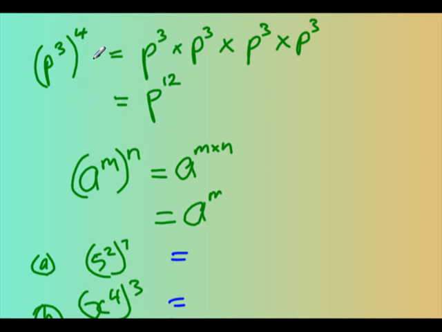Could we do this a shorter way? What could we have done with the powers to get 12? If we said multiplication again, you're correct. So multiplication seems to work when we're raising a quantity with a power to another power.